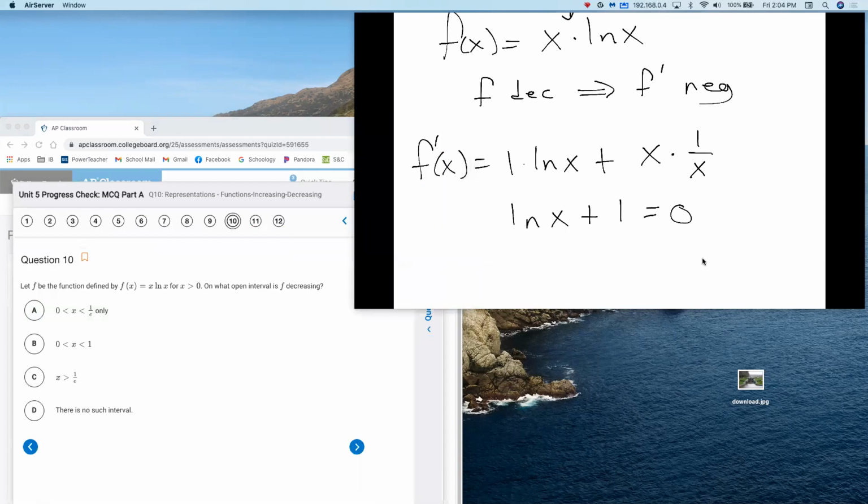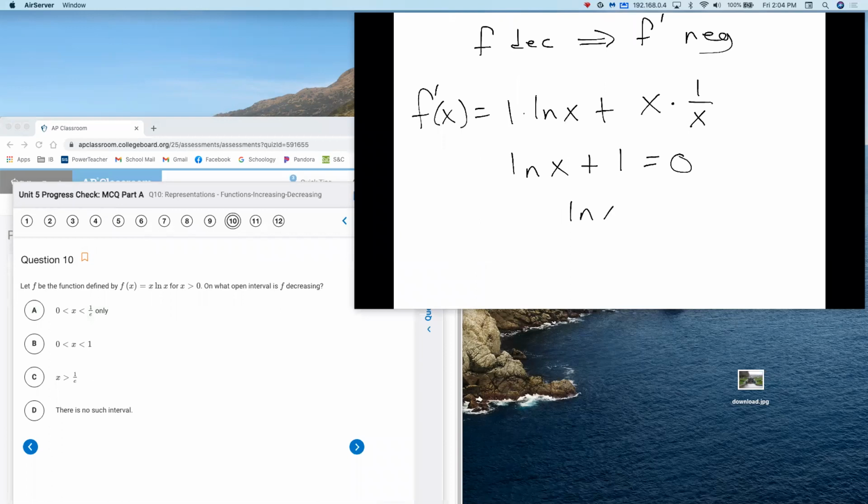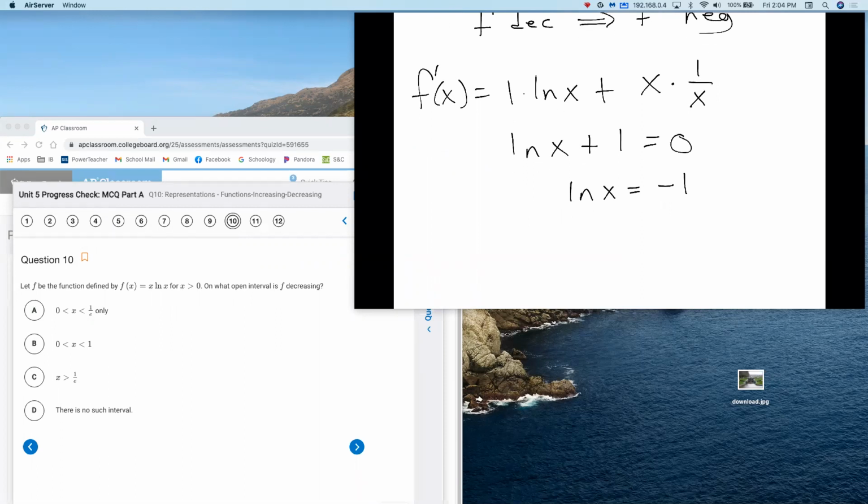So what I have is I need to know when the natural log of x is equal to -1. Now there's a couple of different ways I can do this, okay? If you remember from your pre-calculus or advanced algebra days, or what we did way long ago, the beginning of the year, we can do it a couple different ways.